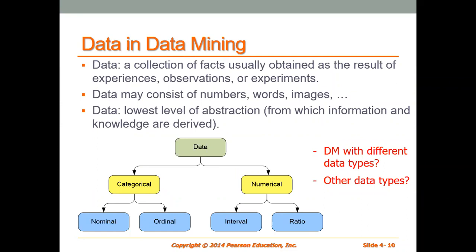You see over here there are two kinds of division. One is called interval data, another is called ratio data. Can anyone tell me the difference between these two kinds of numerical data?